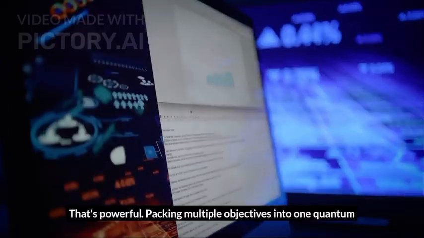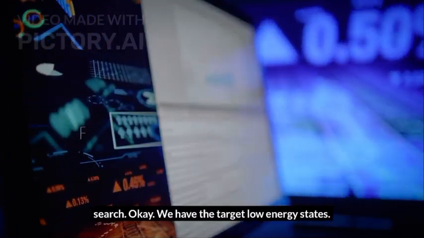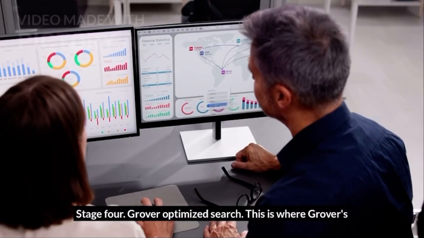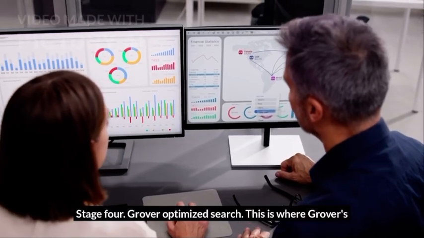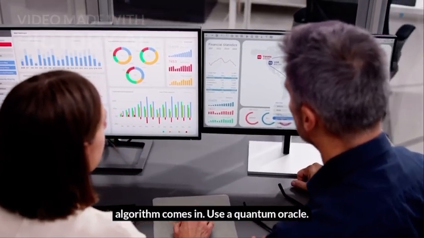Okay, we have the target low energy states. Stage 4 must be finding them. Stage 4, Grover optimized search. This is where Grover's algorithm comes in. Use a quantum oracle. An oracle?